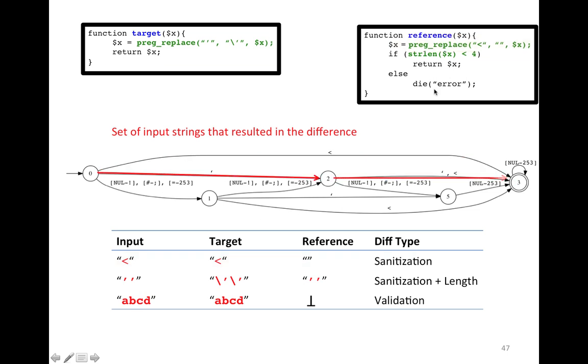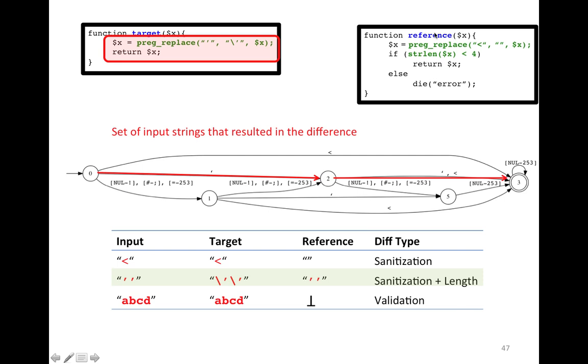The second input is this path. This path says that if an input contains two single quotes, then it is going to cause a difference. Why? Because the target is going to escape these two single quotes and generate an output of length 4, while the reference is not going to escape these single quotes and generate an output of length 2. Now, what is the problem here? The problem is there's no way that you are going to get this string as an output of the reference. Why?